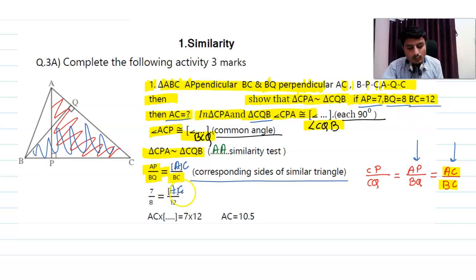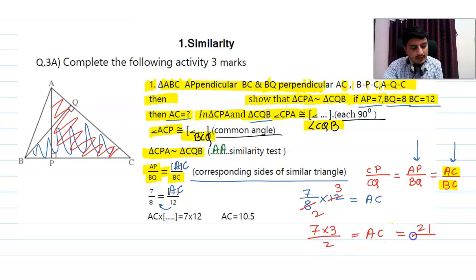Now to evaluate AC, shift 12 from RHS to LHS. 12 is the divisor after shifting, it becomes a multiplier to 7 by 8, so the value of AC is 7 by 8 into 12. Now 4 twos are 8, 4 threes are 12, so we get 7 into 3 divided by 2, that is the value of AC. 7 threes are 21 divided by 2. That means we get 10.5.